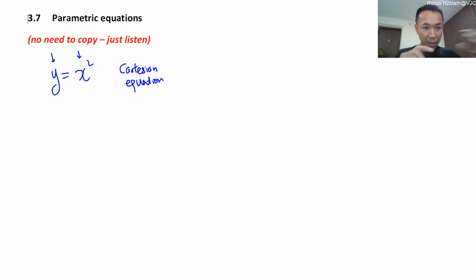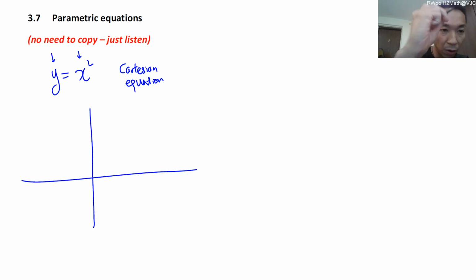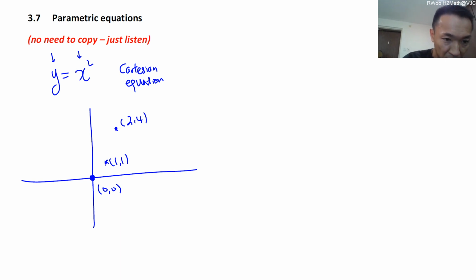Now, how does it look? We say, okay, we sub x equals 0, you get y equals 0, you get (0, 0). You get x equals 1, y equals 1, you get (1, 1). x equals 2, y equals 4, you get (2, 4). Correct? You substitute all these points, and the points in the middle, you join them all up, you get a quadratic curve. This is what we call a Cartesian equation. I think this is what everybody is quite familiar with.